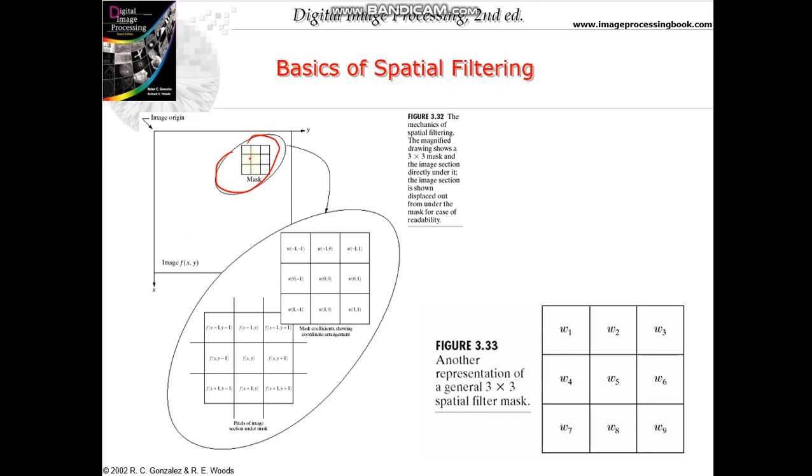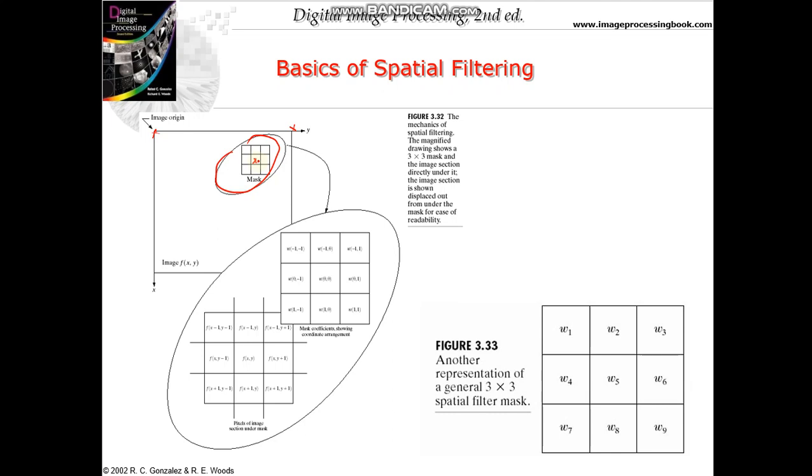For doing that, the mask is being moved from the top left corner toward the top right corner. At every point we have to perform convolution, and it is being moved throughout the image from left to right and top to bottom. So we are considering only an instance when the mask reaches this point.